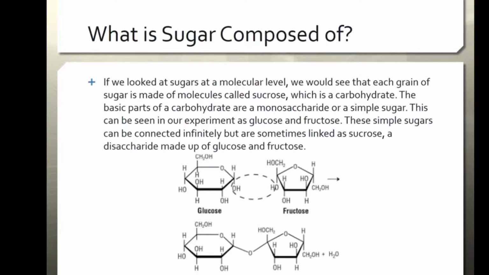What is sugar composed of? If we looked at sugars at a molecular level, we would see that each grain of sugar is made of molecules called sucrose, which is a carbohydrate. The basic parts of a carbohydrate are a monosaccharide or simple sugar. These can be seen in our experiment as glucose and fructose. These simple sugars can be connected infinitely but are sometimes linked as sucrose, a disaccharide made of glucose and fructose.